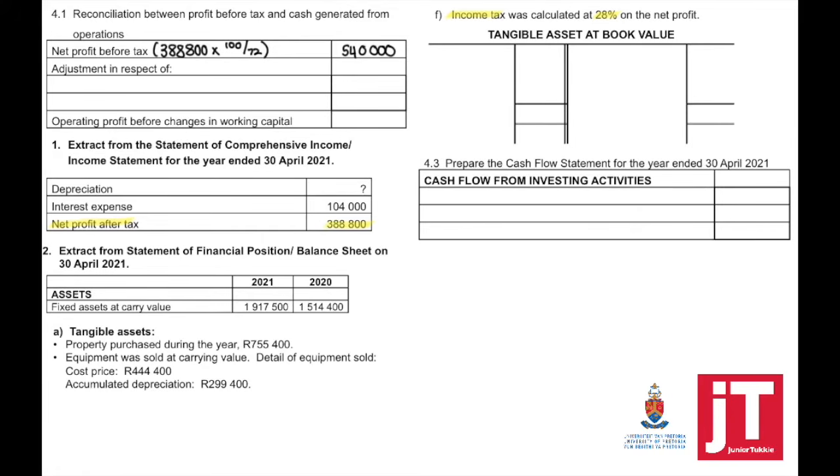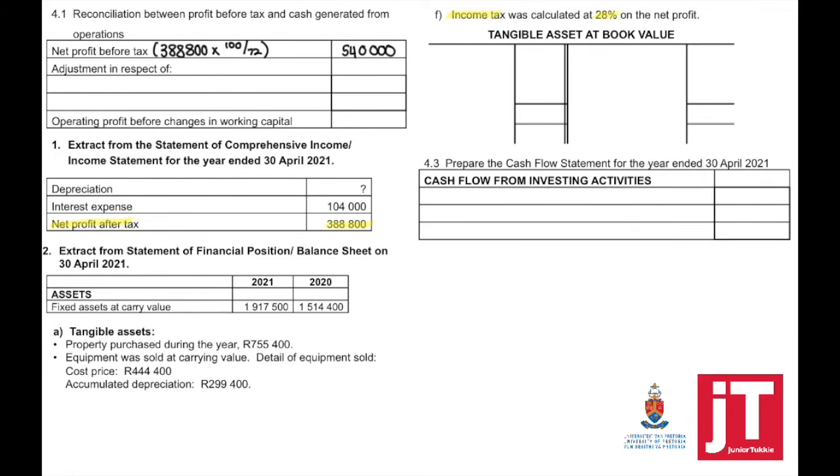If you now look at depreciation, we find depreciation in our income statement. Depreciation has a question mark, so it means I need to solve that. Now we need to go to the additional information. When we get this type of question where depreciation is a question mark, we need to solve it. I suggest you open the tangible asset at book value.